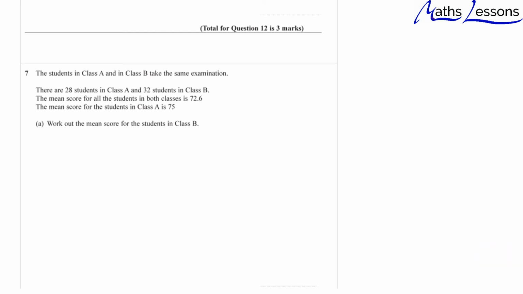Okay, so let's have a look at this. We've got 28 students in Class A and 32 students in Class B. The mean score of all the students in both classes is 72.6. The mean score for Class A is 75. So we know that the mean of all the students, so 60 students, those students in total will score 60 times 72.6 to get 4356 for the total marks for both classes.